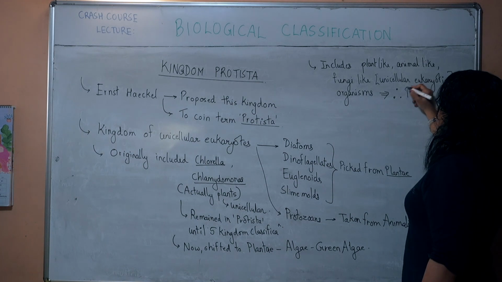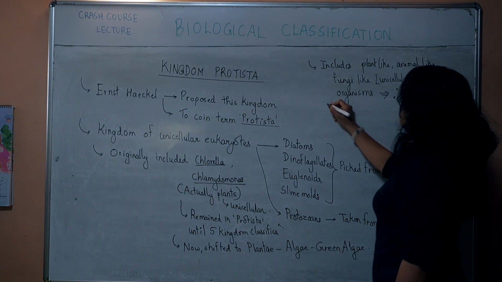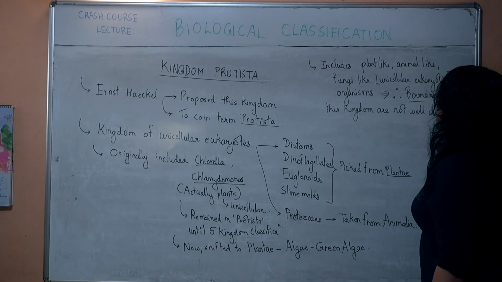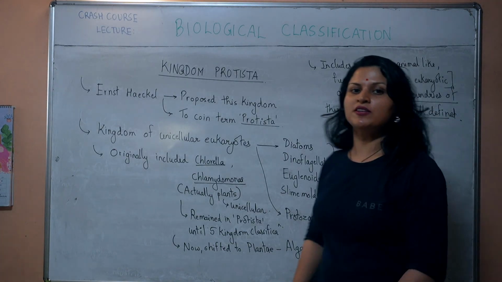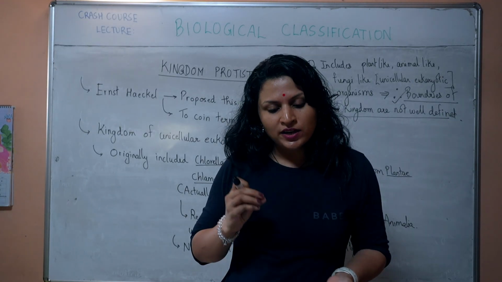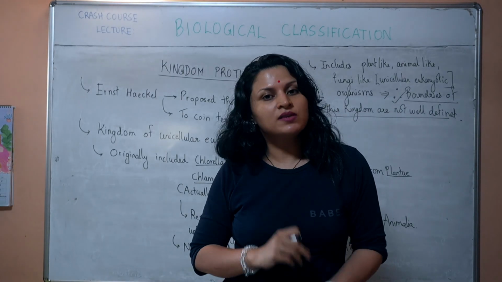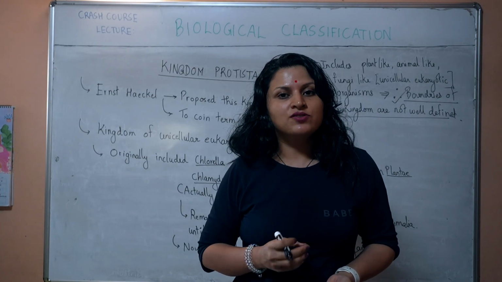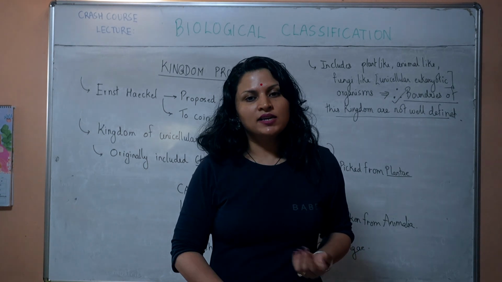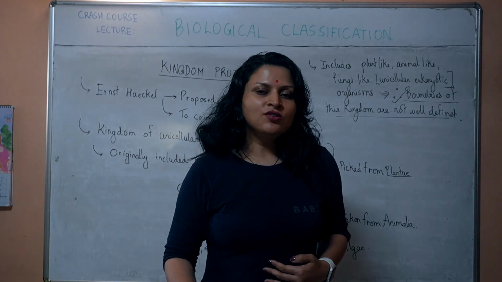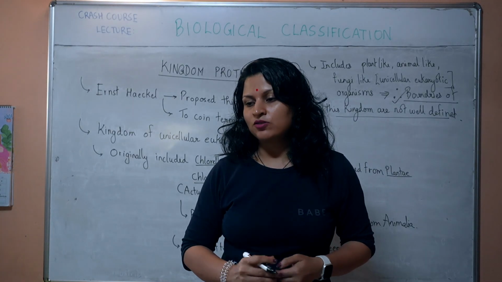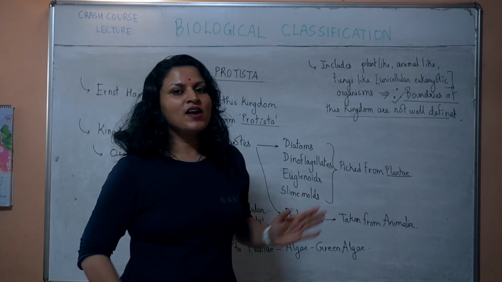Therefore, we say that the boundaries of this kingdom are not well defined. This is an important sentence from NCERT. Boundaries of this kingdom are not well defined because it has tiny plants, tiny animals, tiny fungi. So you cannot say that the organisms have one particular characteristic, because they have a different range of characteristics. The boundaries between this kingdom and the other eukaryotic kingdoms, fungi, Animalia and Plantae, are very blurred, because these 3 eukaryotic kingdoms share their characteristics with organisms belonging to this kingdom. So the boundaries are not very clear.